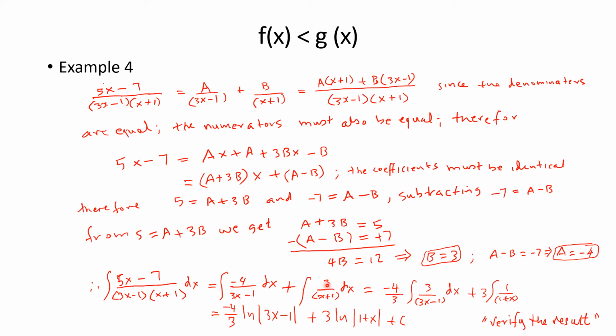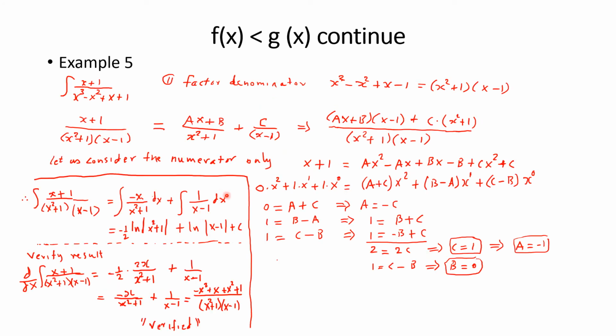The one on the left, we just take the 3 outside and then get the ln. So 3 ln 1 plus x plus constant. You can go ahead and verify this, and if you did the derivative, you should be able to get to the original problem. I'm not going to do it. Just go ahead and do it as an exercise. If you have any questions about it, just give me a call and I'll be happy to help you.